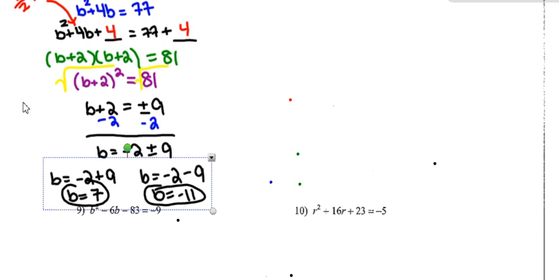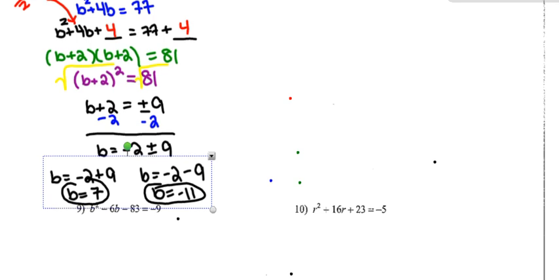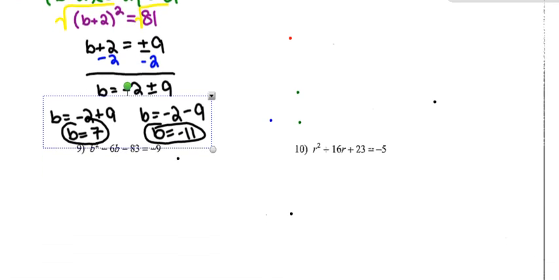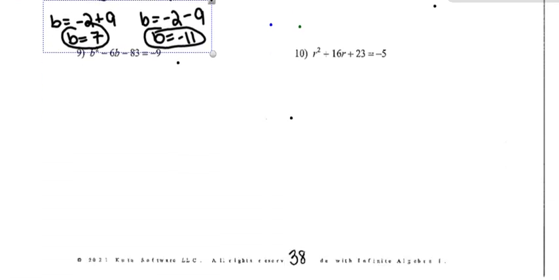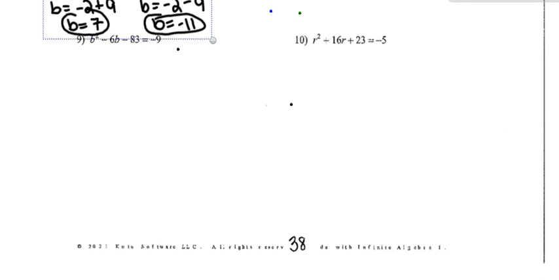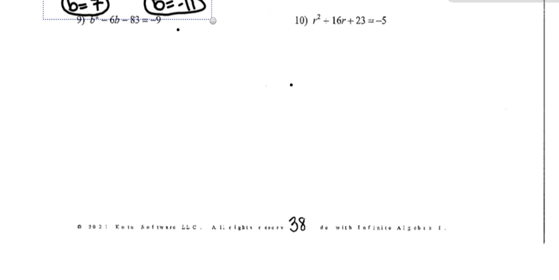All right, let's take a look at one more together. My goal was to get done in kind of under 20 minutes, and I'm not quite there yet. And besides, the more we do together, the less you have to do on your own. So I'm going to go ahead and jump down to number 10. Again, I'm starting to feel a little bit more confident in the process. I'm going to subtract 23 from both sides.